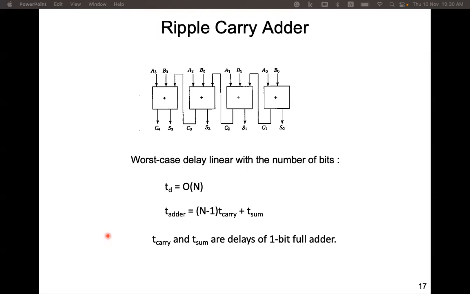Let's start. So we are learning the different kinds of adders. The first straightforward adder is the ripple carry adder. And we know that it has the problem of long carry propagation.